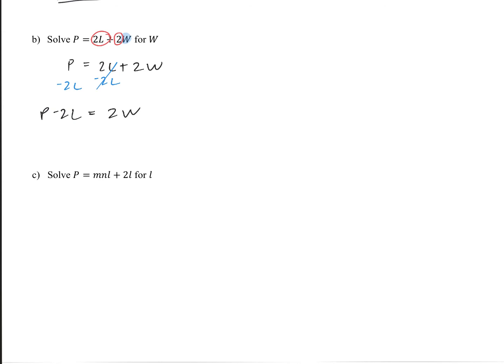And then the last thing to do is to get rid of that 2 that's multiplied to the W. So to undo multiplication, remember, opposite of multiplication is division. Divide both sides by that 2. We'll go ahead, use our arrow to show where we're going. And we have that W equals P minus 2L divided by 2. And there we go. We have solved for W.